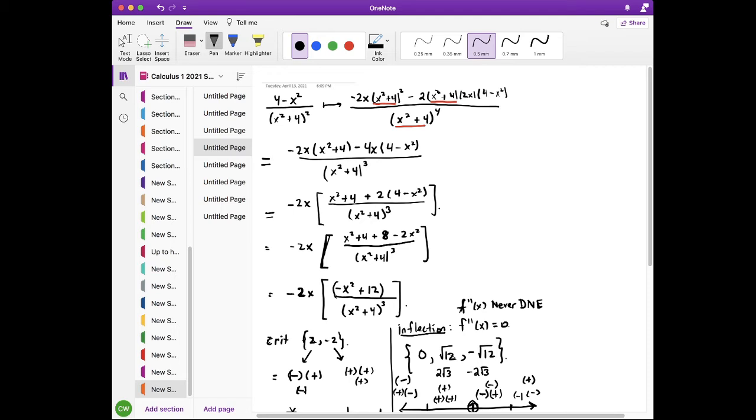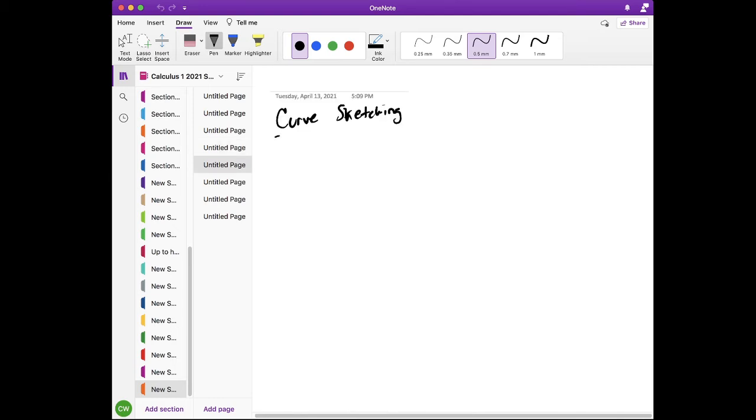Okay, so questions on this? So this is stuff we did last time. Some more examples. Okay, so for this class and probably next class, we're going to talk about curve sketching. So what info do you get from derivatives to help graph?